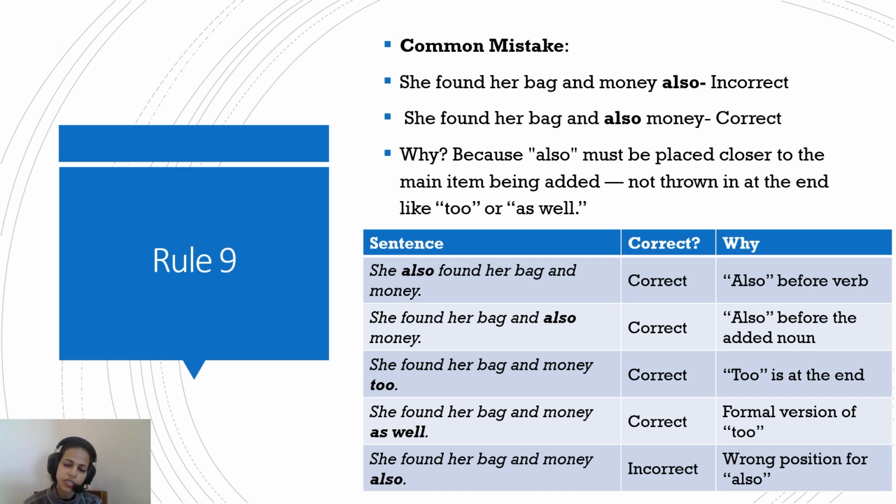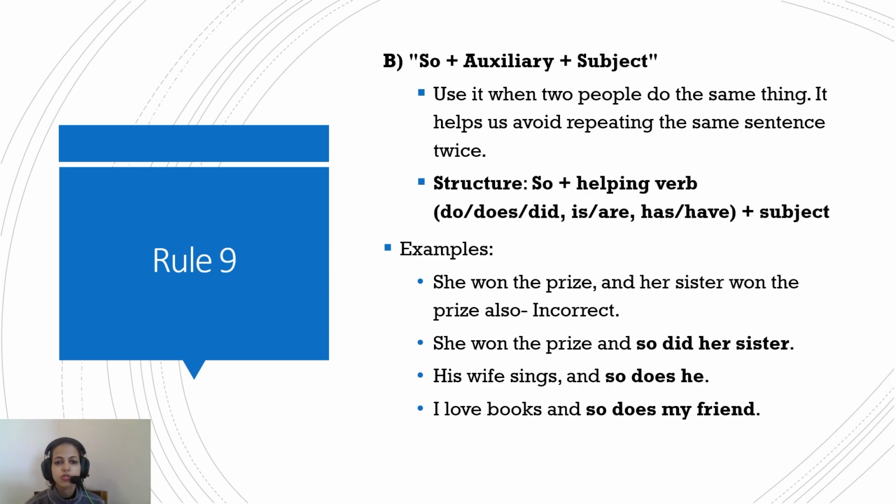Too anyway has a negative implication. So just remember you can throw it. It's anyway not bringing anything positive. I mean, it's just a way to remember. So too is at the end. Again, she found her bag and money as well. So as well, very much like too, can be placed at the end. She found her bag and money also? No, also cannot be placed at the end. Okay, I hope it's clear.